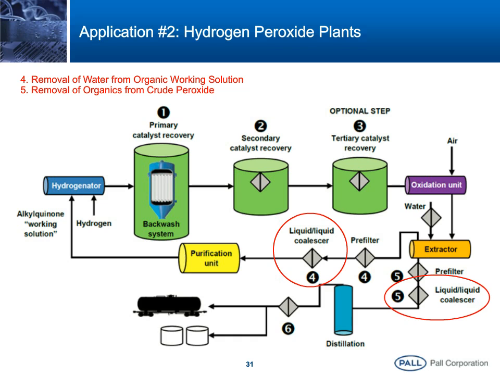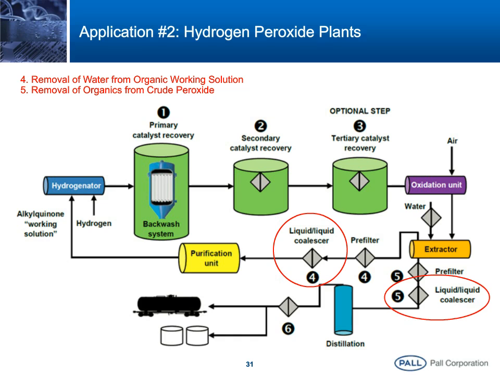Now if you look at the drawing that we have there, there is a hydrogenator reactor on the left-hand side, where you react the working solution, an organic solution, with hydrogen. The catalyst that you get downstream is captured in various Pall filters, and then it goes through an oxidation step and a liquid-liquid extraction step. The working solution is recycled back into the hydrogenation reactor, and our objective here is to remove the water from the working solution. That's what you see circled as number 4.